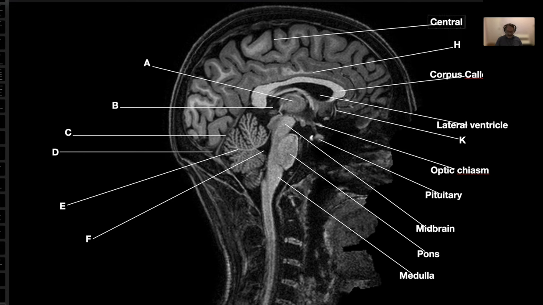Yes, that's the central sulcus. This drains into here. That's the third ventricle. That is a straight sinus. The straight sinus is in there. You wouldn't be wrong, but that is the tentorium cerebelli.